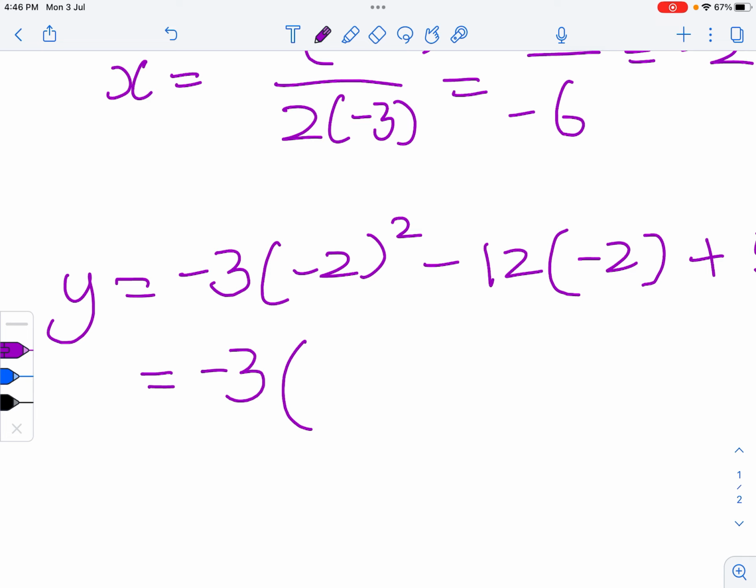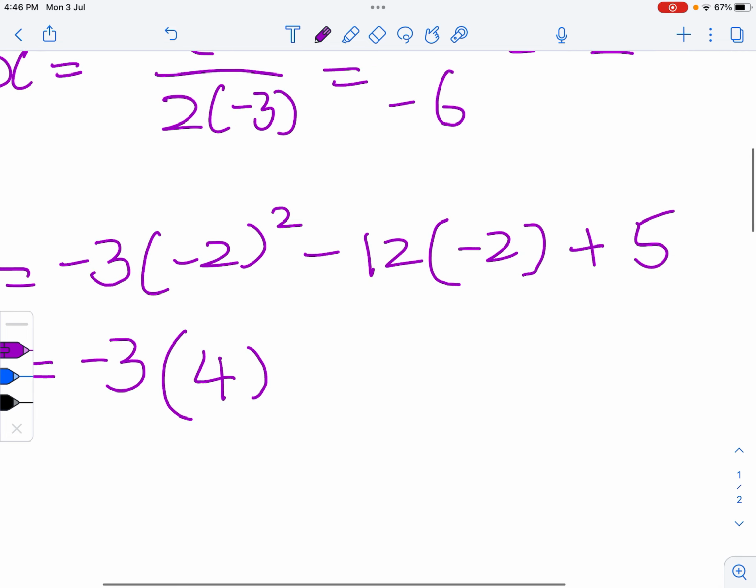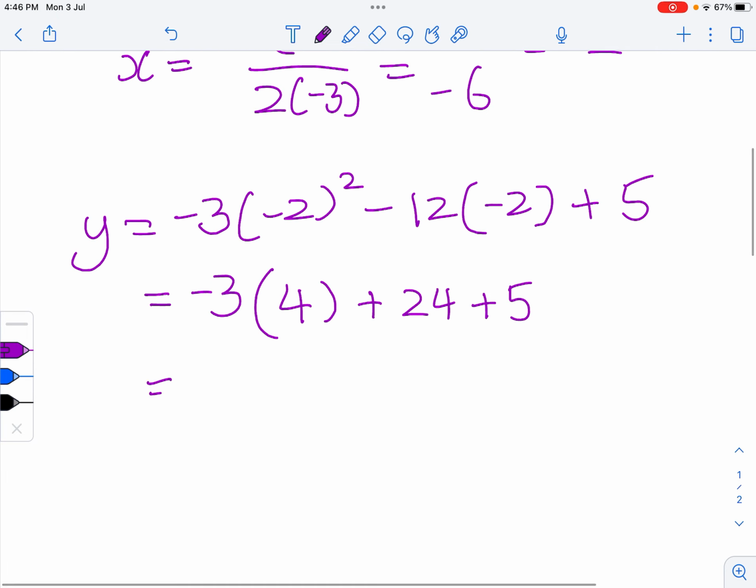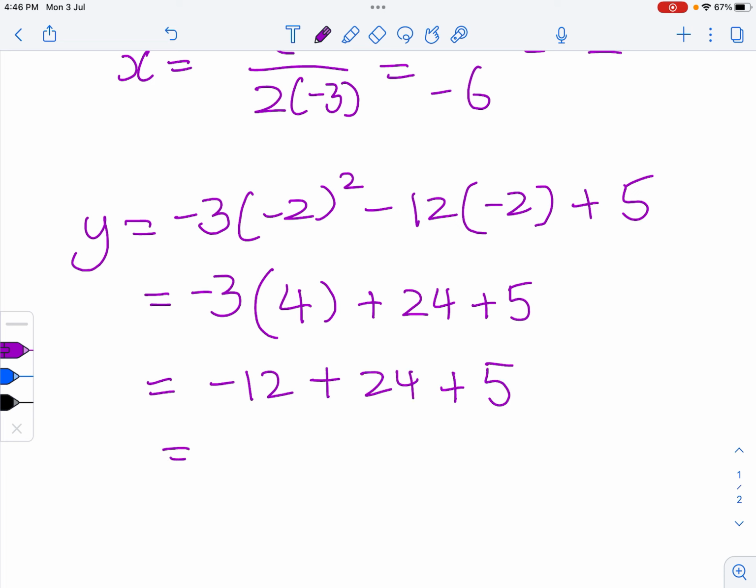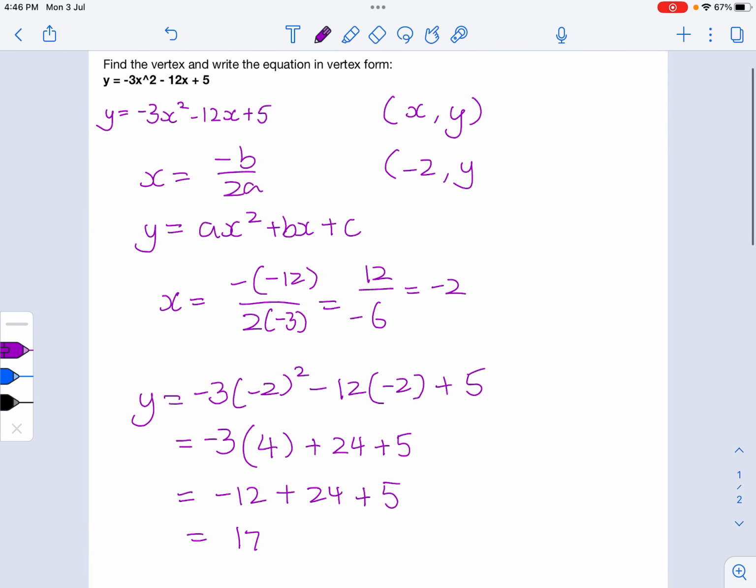So negative 2 times negative 2 is 4. And then negative 12 times negative 2 is 24. And then plus 5. Negative 3 times 4 is negative 12, plus 24, plus 5. And we get 17. And we have the y value. We can put y as 17. And there you have it. We already finished the first part of the question. We found the vertex. Now we want to write the equation.